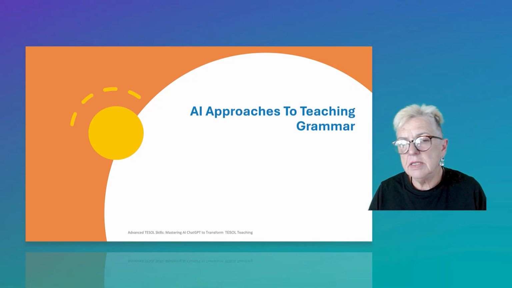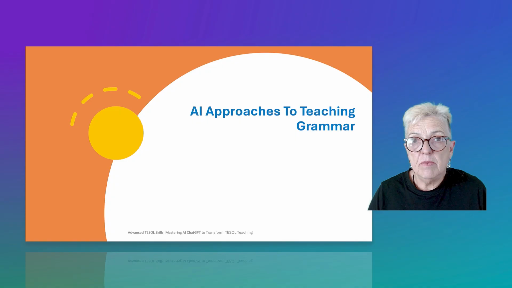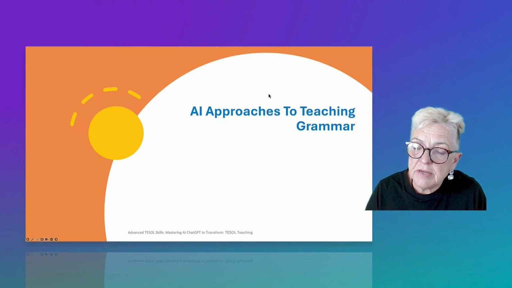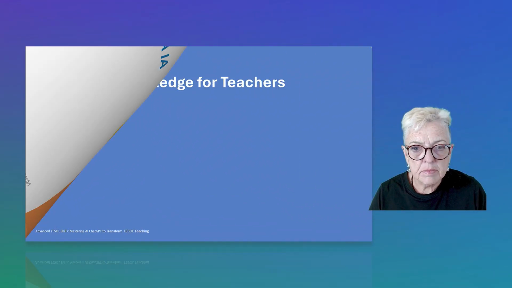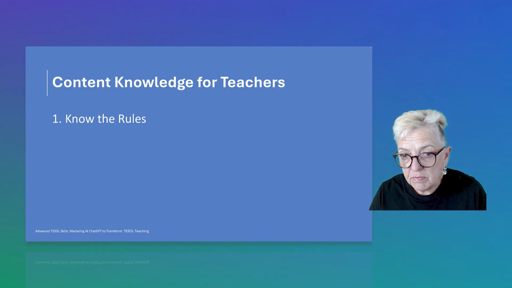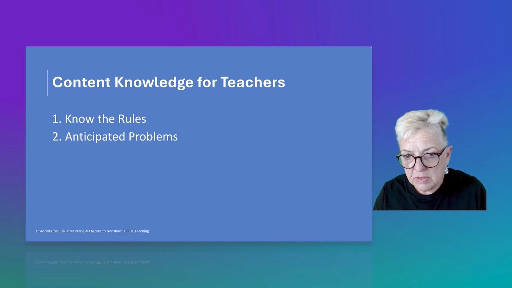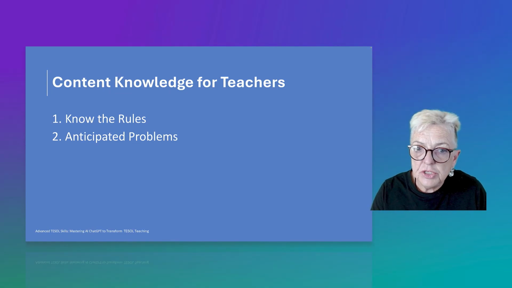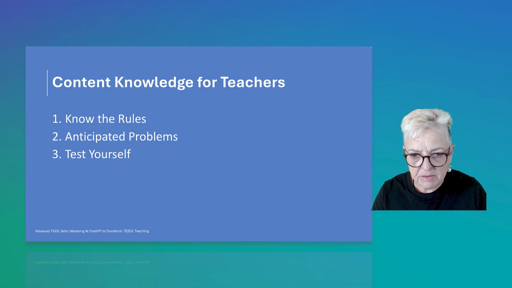We can certainly use AI to help us teach grammar, but there are two parts at least. We need to know the language ourselves to feel confident, and we need to know the different ways that we can approach grammar in order to get the best prompts. So let's start with our own knowledge. We need to know the rules of the target language. If it's grammar, we need to know where our students are going to struggle. So we need to be able to anticipate problems the students will have with the language. And ideally, we'd like to be able to test ourselves so that we can go into the classroom feeling really confident.